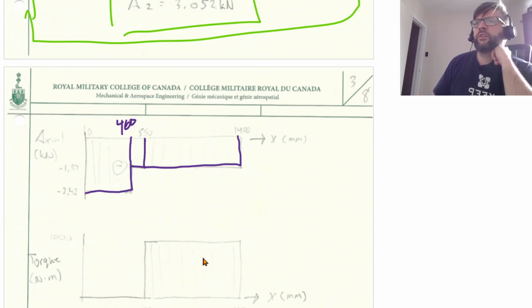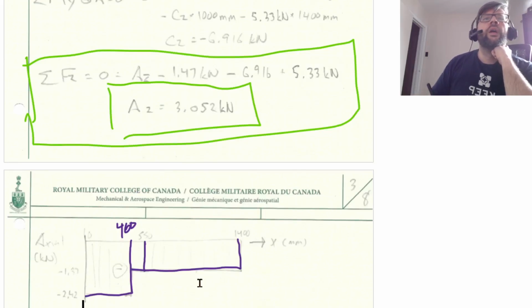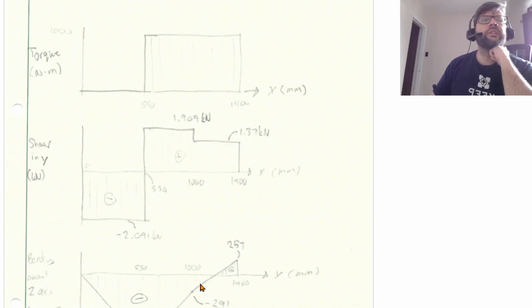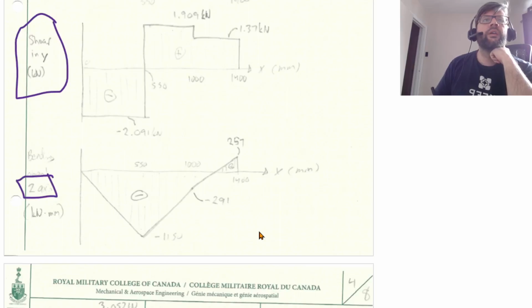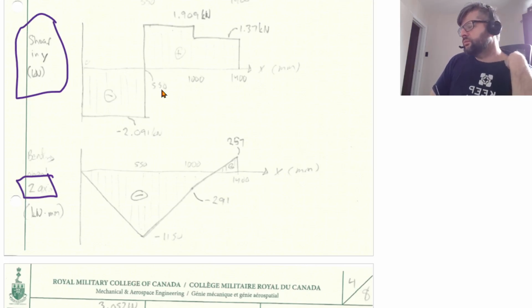Our torque is constant between B and D, between our helical gear and our bevel gear, and that value is 1,000 Newton meters. And then our shear looks like this. Shear in the Y direction, which leads to a bending moment about the Z-axis diagram. Now again, just keeping in mind that our shear diagram integrated over the length gives us our bending moment diagram.